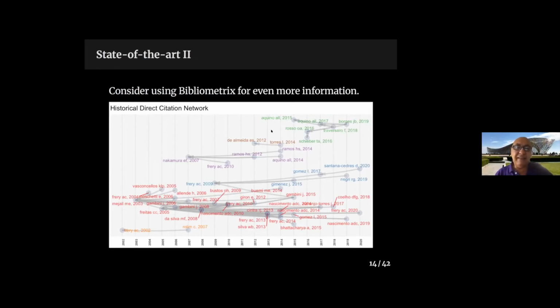But this is a historical direct citation. What do we see here? We see that this paper by Santana Cedrés, published in 2020, cites this paper, of which I am the first author, 2009. And this paper is also cited by this paper by Gambini. Remember the Gambini algorithm? Well, she cited this paper, and this paper also cited, and then you can go enhancing this network. This is a historical viewpoint.